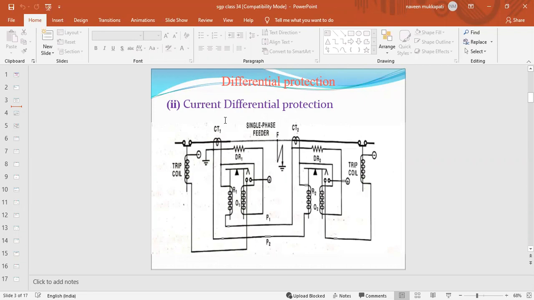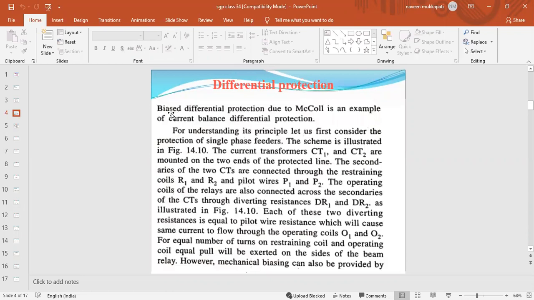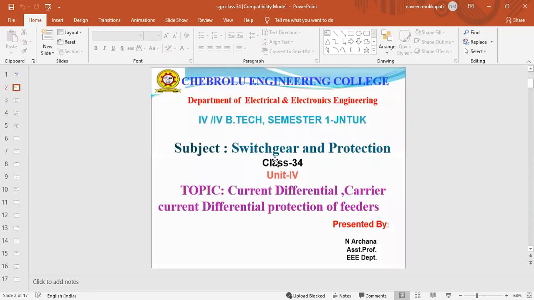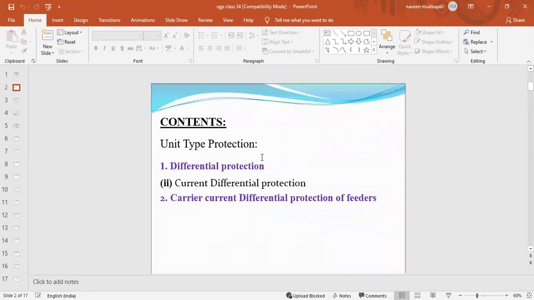What is meant by the current differential protection? It is also called the biased differential protection. The Merz-Price scheme is an example of a current balance differential protection. For understanding its principle, let us first consider the protection of a single phase feeder.